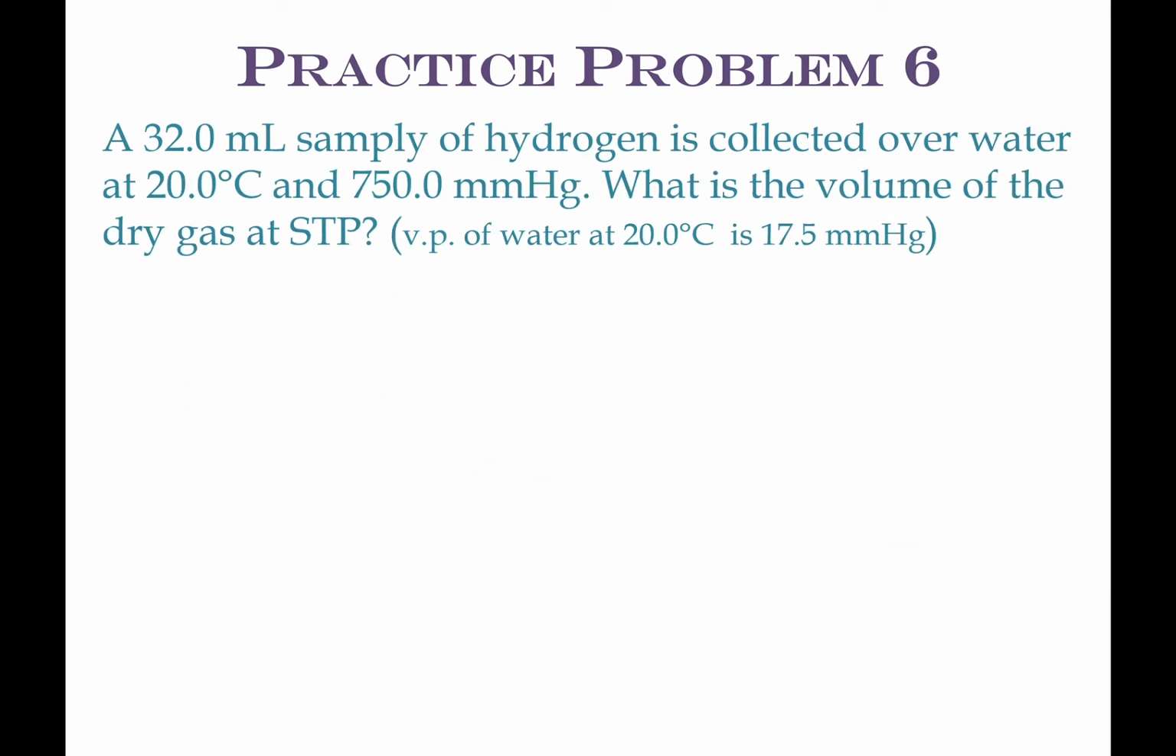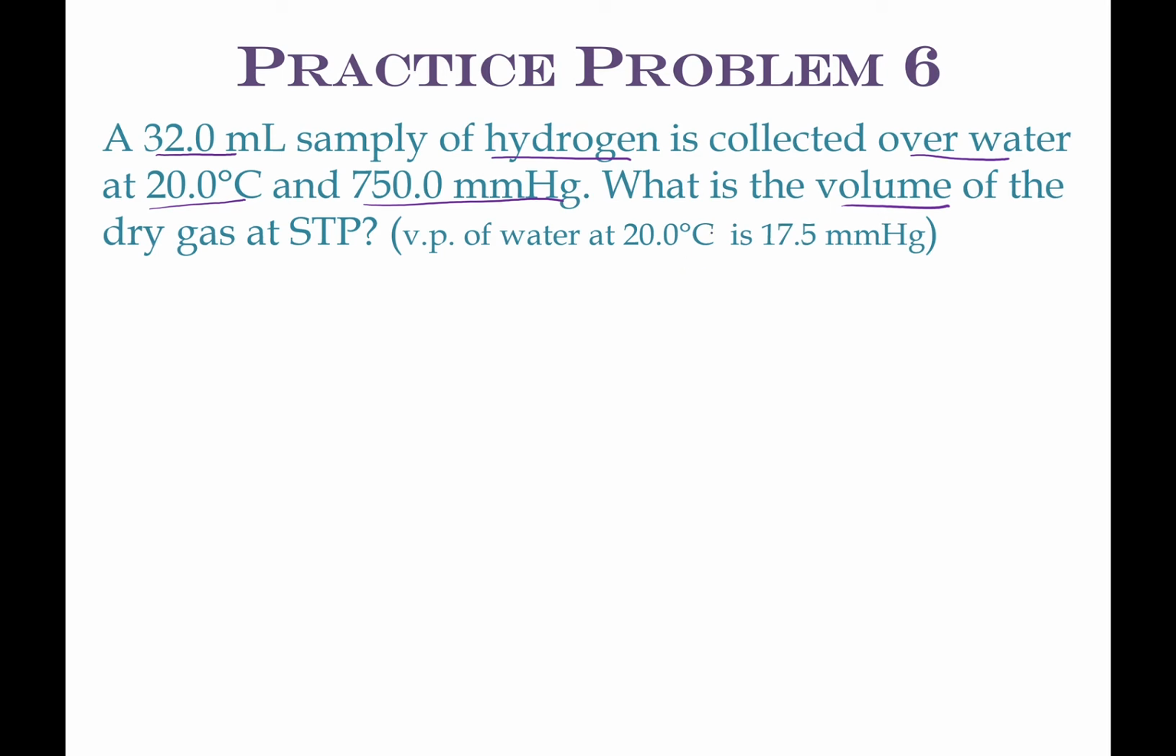A 32 milliliter sample of hydrogen is collected over water. So over water tells me I have to get rid of the water vapor in order to get the pressure of the dry gas. All right, so it's collected over water at 20 degrees Celsius and 750 millimeters of mercury. What is the volume of the dry gas sample?